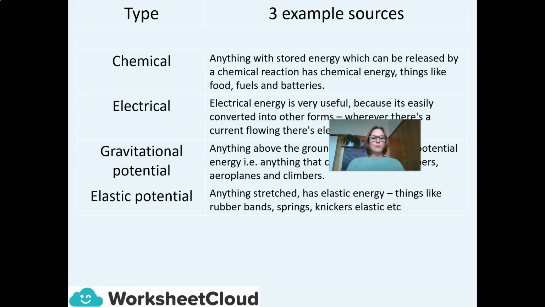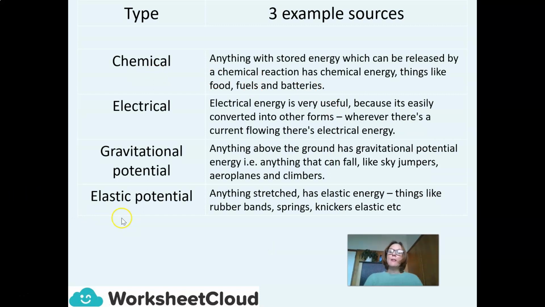Okay, a few more example sources just to consolidate you, Grade 7s. Chemical, anything with stored energy which can be released by a chemical reaction. Then we say it has chemical energy. I said food, fuels, and batteries. Electrical energy is very useful because it's easily converted into other forms. Gravitational potential, anything above the ground, like I said earlier, sky jumpers, airplanes, and climbers. And elastic potential, anything that is stretched, has elastic potential energy, things like rubber bands, springs, even the elastics in your underwear. Those are all examples of elastic potential energy.